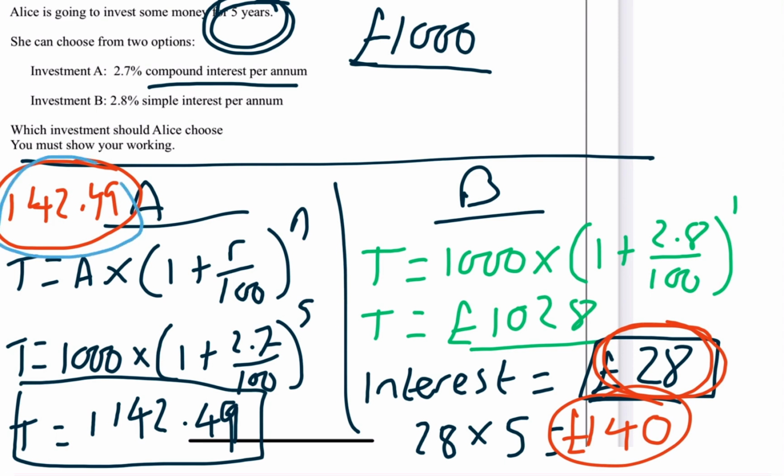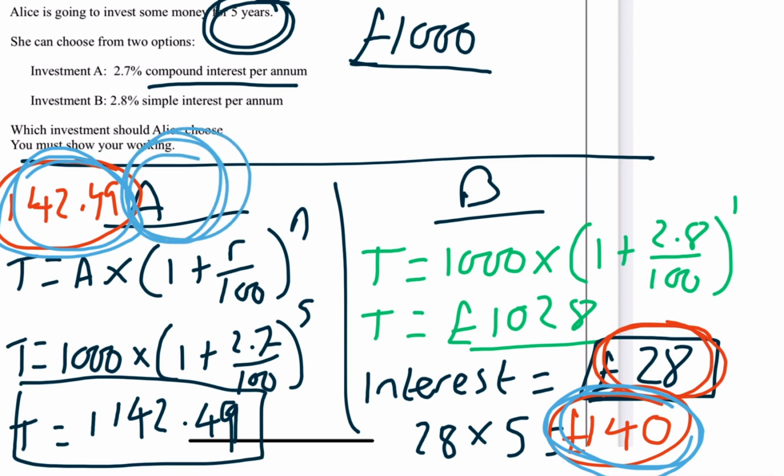On compound, you made £142.49 in interest, whereas in simple, where the interest stays the same every year, so you only work out the first year, don't put it to the power of 5, and multiply it, you get £140. So investment A is the better investment.